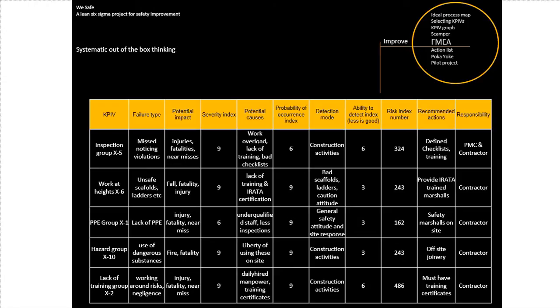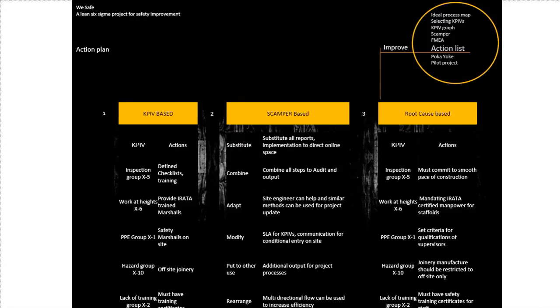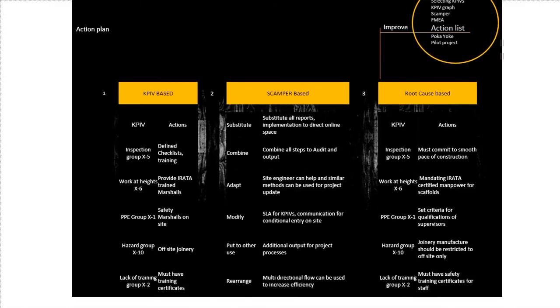We have assessed the severity index, probability of occurrence, and our ability to detect the risk. Our next step is to combine our conclusions from KPIV, Scamper, and root cause analysis into an action plan. So here is our action plan. We have 3 groups of readings. The first group is from KPIV, the second group is from Scamper, and the third group is from the root cause.